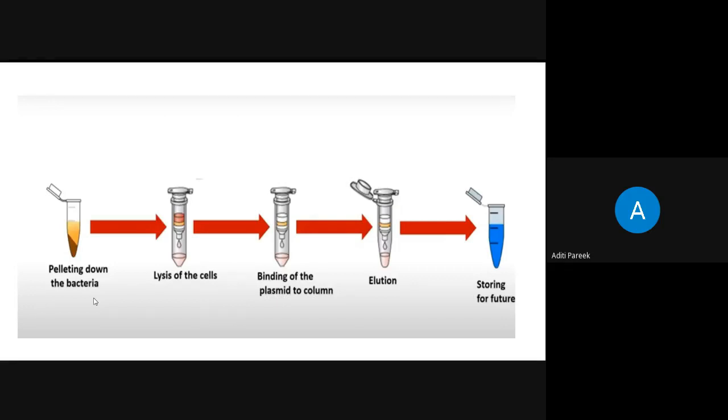We can pick up the white colonies from the plate. We can pellet down the bacteria, using column chromatography. Then we can lyse the cell, bind the plasmid to the column, elute the solution out, and store it for future purposes. So after going through everything, let me summarize the session.